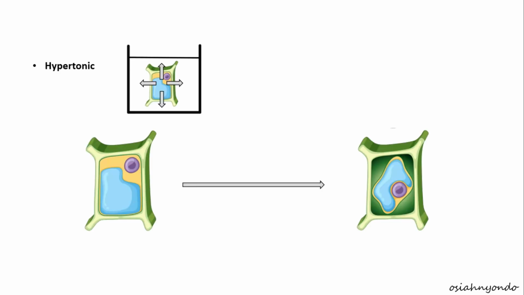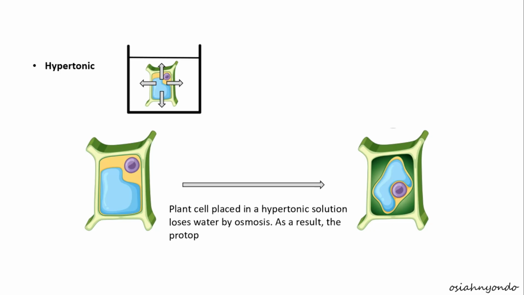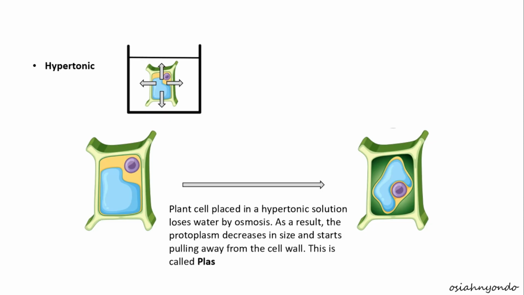On the other hand, if a plant cell is placed in a hypertonic solution, it loses water by osmosis. As a result, the protoplasm decreases in size and starts pulling away from the cell wall. This process is called plasmolysis. Now, a cell that has undergone this particular process is referred to as a plasmolyzed plant cell.